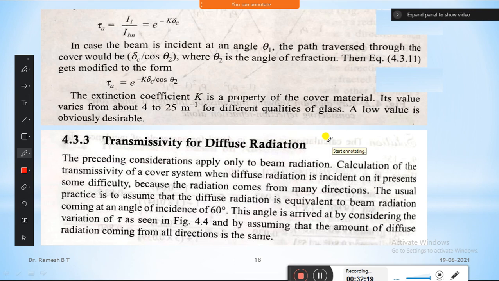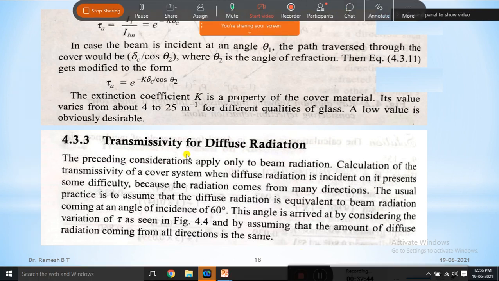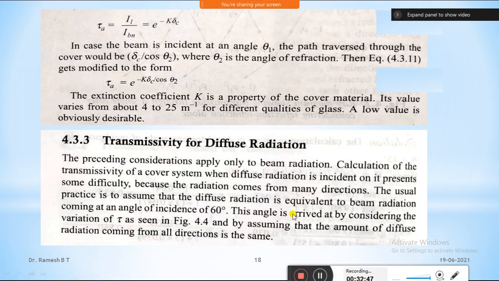So we are going to consider the diffused radiation at 60 degree, and it will be equal to the beam radiation. Whatever the beam radiation intensity is, the same intensity is taken for diffused radiation with an angle of 60 degree. This may be considered for the calculation purpose. Clear? Based on these two, we are going to solve one problem.